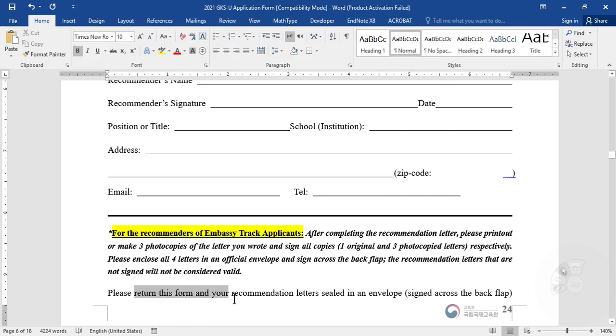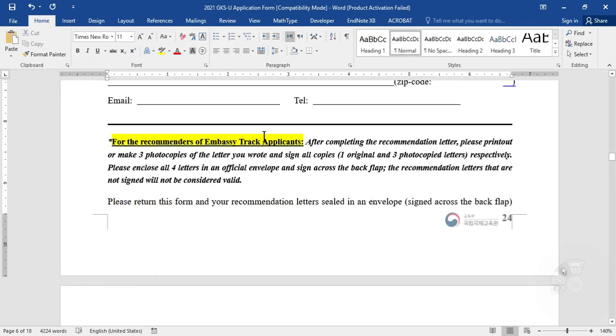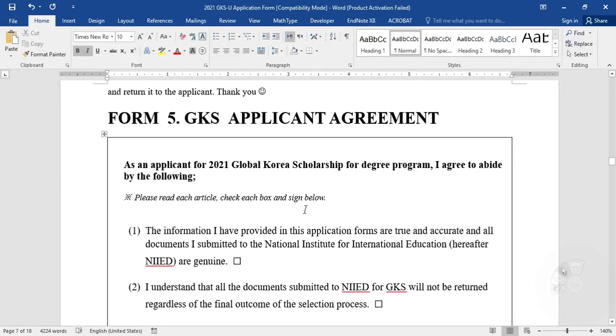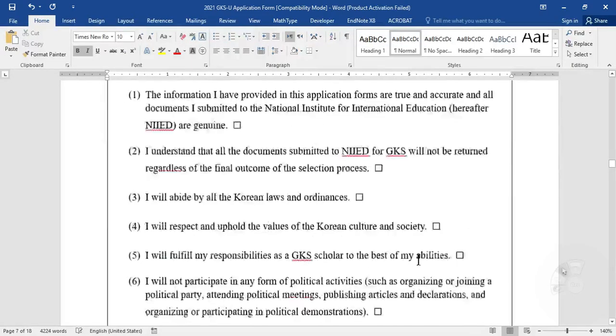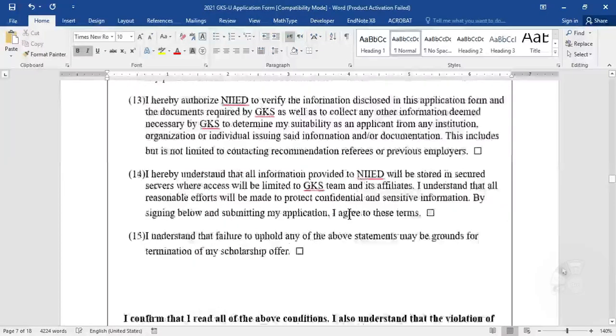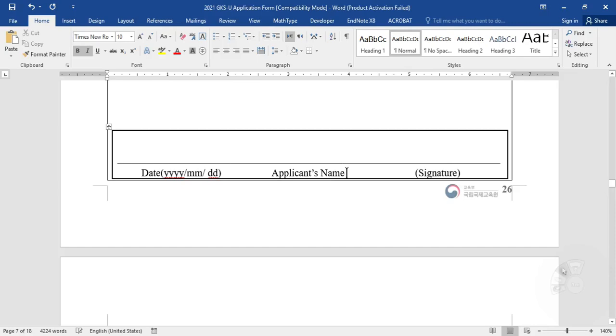Please return this form and your recommendation letter sealed in an envelope. So please take care that it should be sealed in an envelope, because the embassy or the university wants this as a secret document from the recommender, and this is just a formality. You should agree to all the conditions here and write the name, sign and date. Again, agree and write name, date and signature.